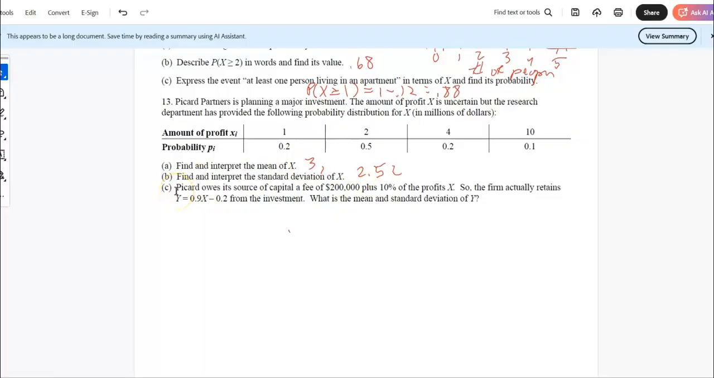Picard owes its source of capital a fee of $200,000 plus 10% of the profit X. So the firm actually retains that much. So they give you the equation. What's the mean and standard deviation? So the mean, I'm just going to plug it in. So the mean of Y would be 0.9 times 3 minus 0.2, whatever that is. And then the standard deviation, subtracting doesn't have an effect, so it'd just be 0.9 times 2.52. You just do those in your calculator and you get the answers there.